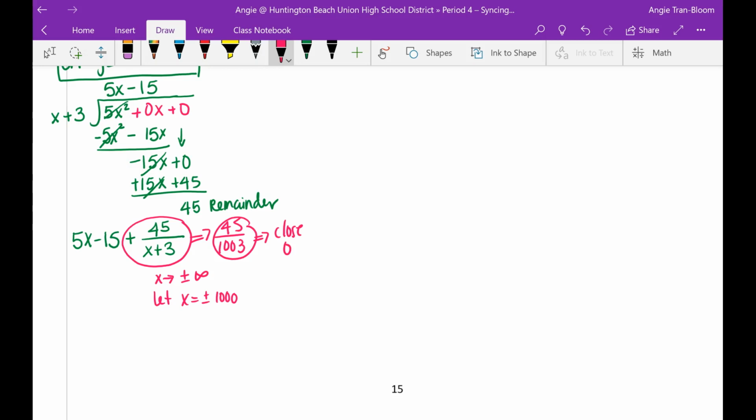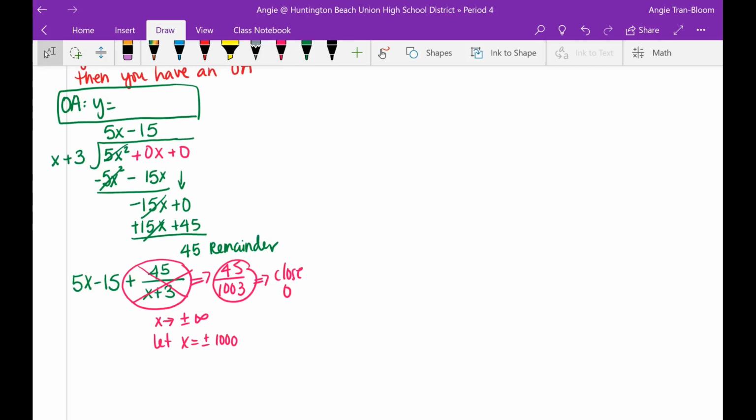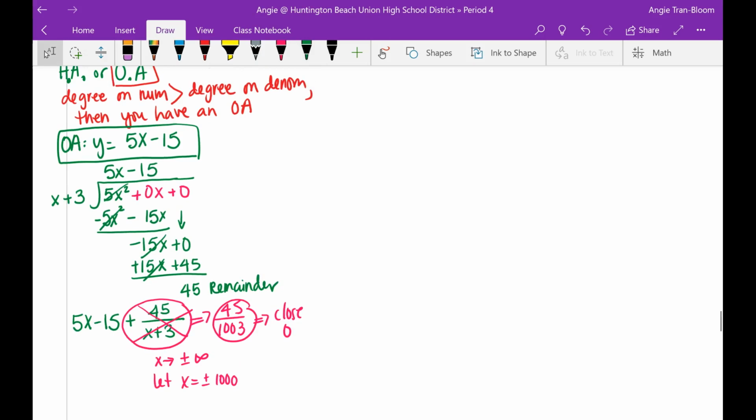So what's happening is we always just ignore the remainder. That's right, we just ignore the remainder. So when we write the oblique asymptote, you will always ignore the remainder. So your oblique asymptote is a line with a slope of 5 over 1 and a y-intercept at negative 15. And yes, that is how you find your oblique asymptote.